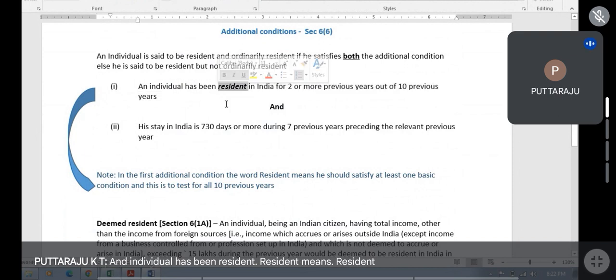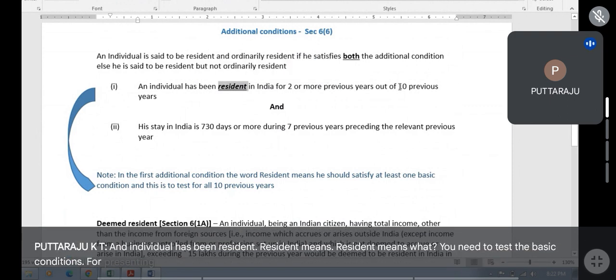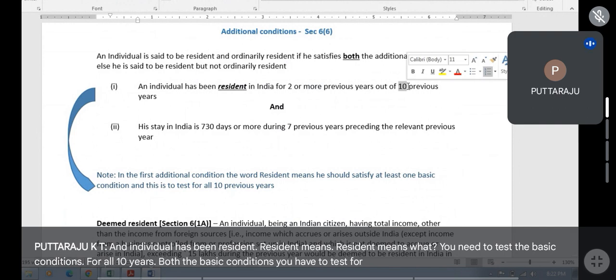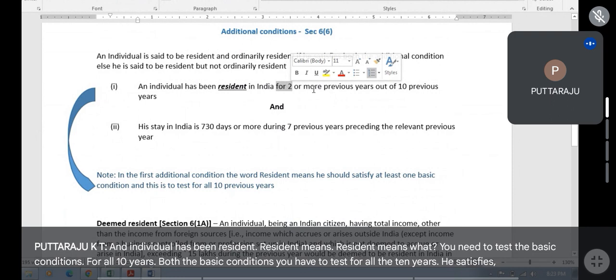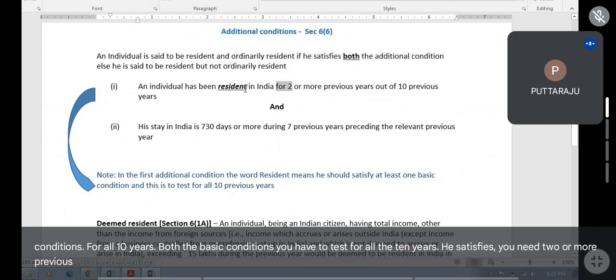Resident means what? You need to test the basic conditions for all 10 years. Both the basic conditions, you have to test for all the 10 years. If he satisfies the resident condition in any 2 or more previous years, he will satisfy the first additional condition.